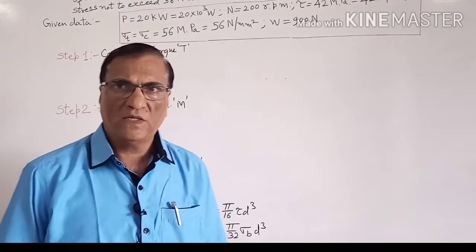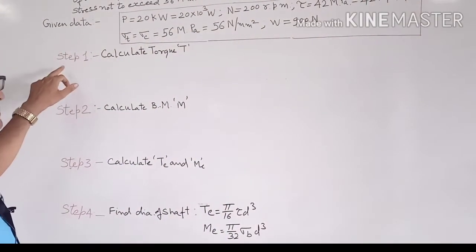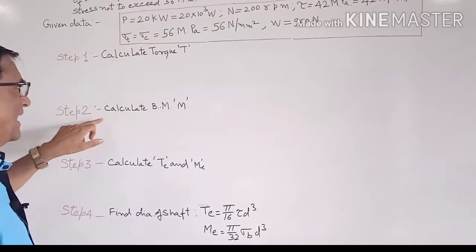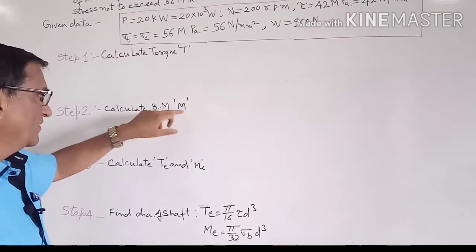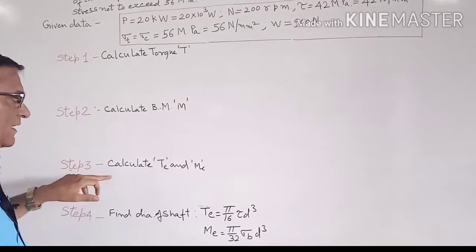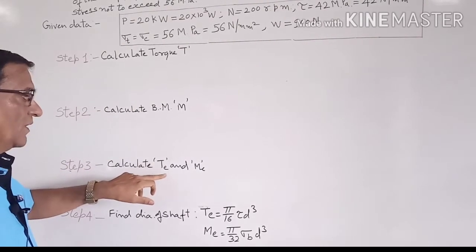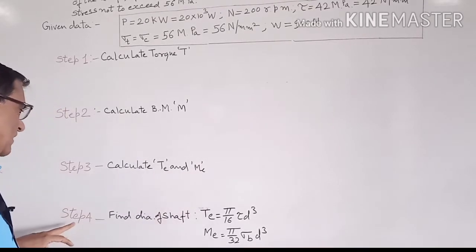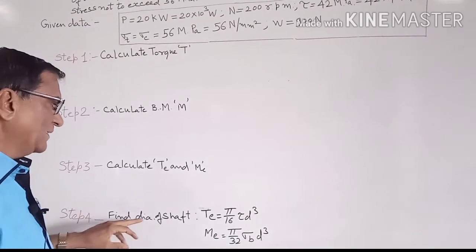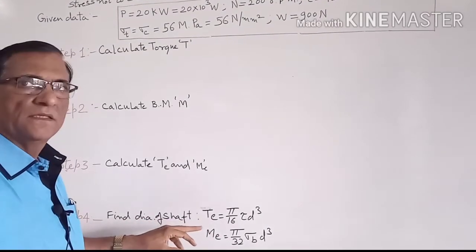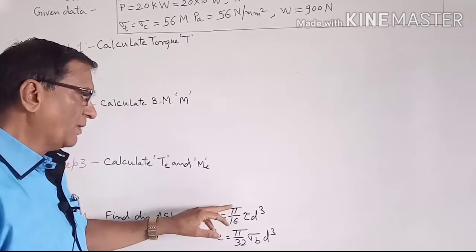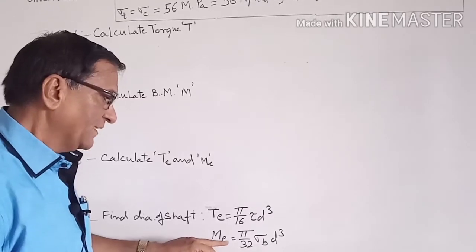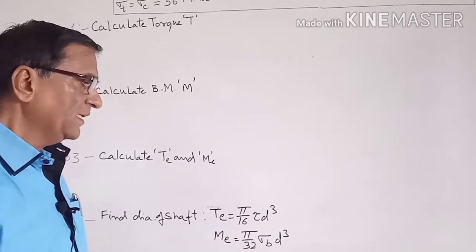Now for solving the problem we have these 4 steps. Step 1 is calculate the torque T. Second step, calculate the maximum bending moment M. Then step 3, calculate the equivalent torque TE and equivalent bending moment ME. And step 4, find the diameter of the shaft by equating the equivalent torque equal to pi by 16 tau d cube and the equivalent bending moment equal to pi by 32 sigma b d cube.